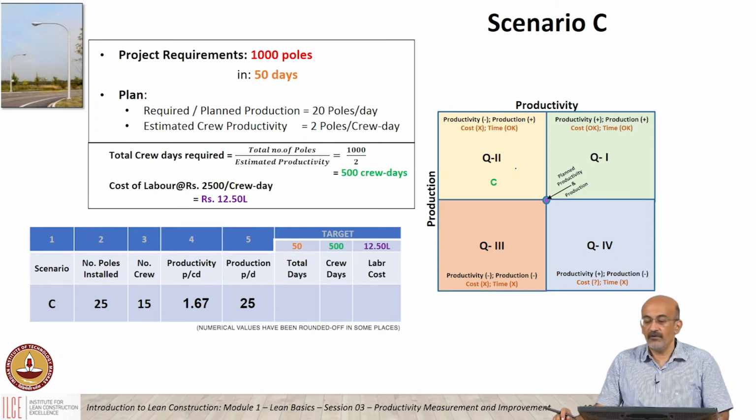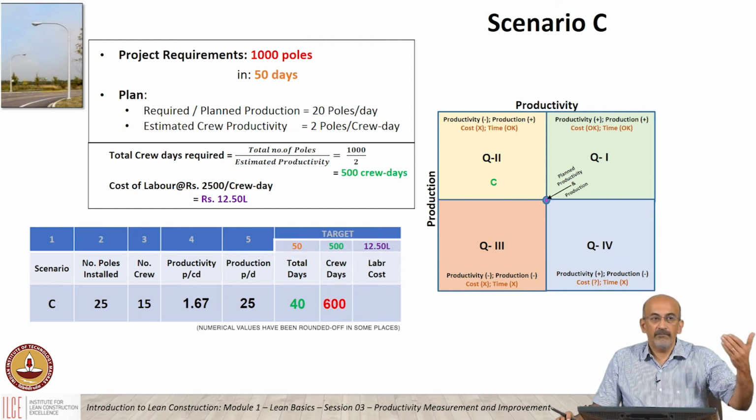My production is more than what is planned, but my productivity is less than what is planned. Because my production is good, I am able to finish before my 50 days, but with more crew days. I will need more effort, more crew day input goes in, and so my cost goes up. Do review this.